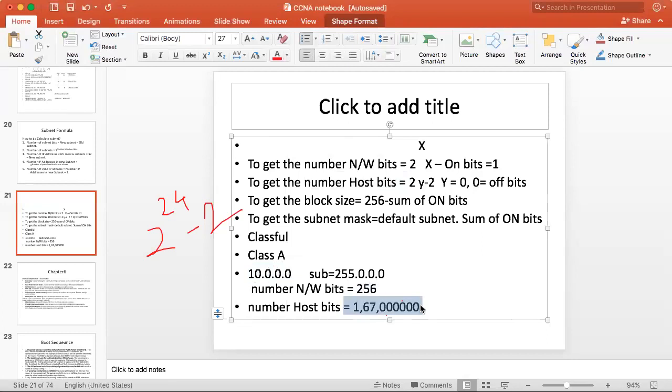Okay, now this is a confusion. So 256 is 256 separate networks, correct? Where 10.0.0 is one of the networks. So in each network, you have 1 crore 67 lakh IPs. Correct.